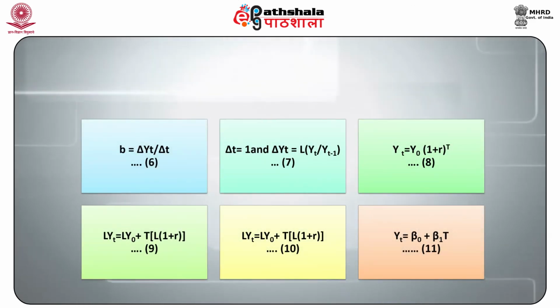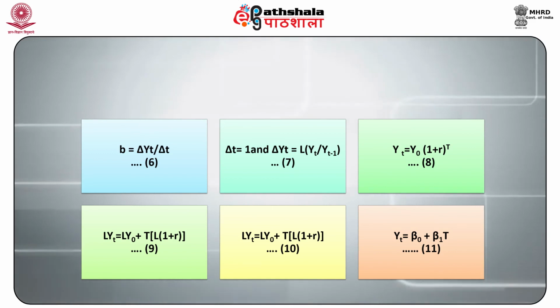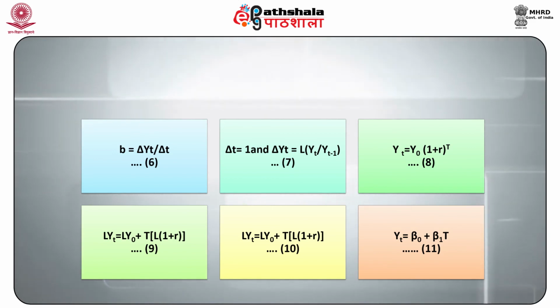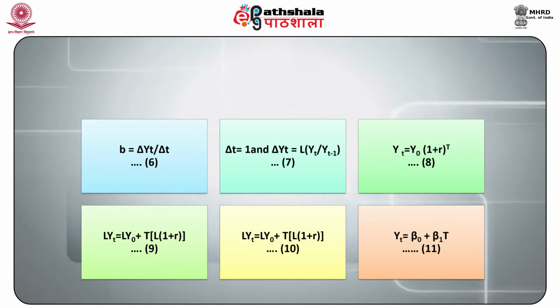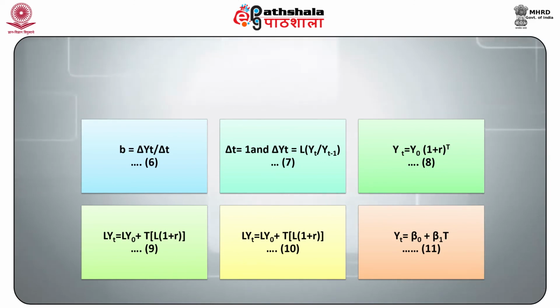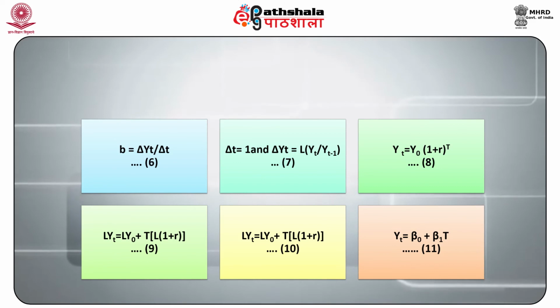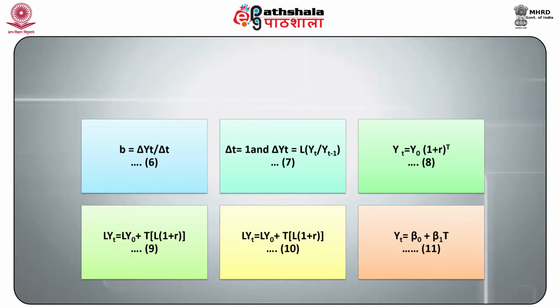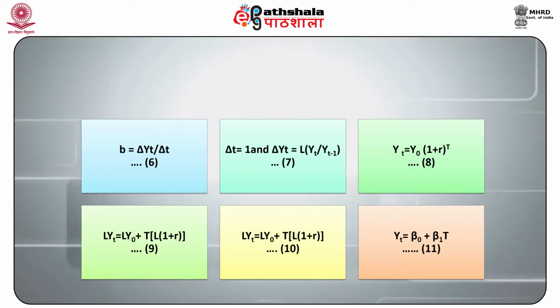Now, in terms of a regression equation, b is always treated as delta y upon delta x. Here delta y is delta yt, and here x is not x, but it is time. Therefore, b is equal to delta yt upon delta t, and we know that delta t is the addition of one time period, which is simply 1, and delta yt is nothing but the change in the left hand side variable, which is log of yt. This could be expressed as log of yt upon yt minus 1.